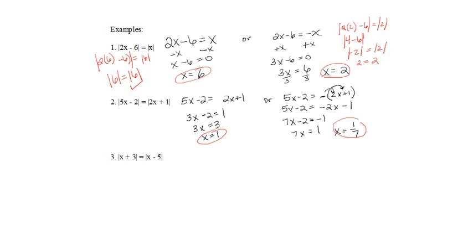Problem number 3. I have the absolute value of x plus 3 equals the absolute value of x minus 5. So we're going to have x plus 3 equals x minus 5, and x plus 3 equals negative x minus 5 as well. The first problem, we're going to subtract x from each side, and when we do that, we get 3 equals negative 5. That is not a true statement. So on this side, there is not a solution.